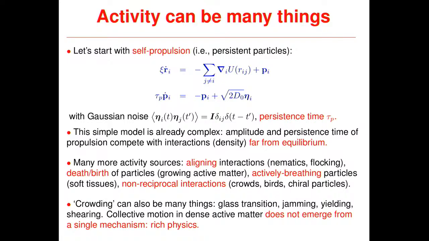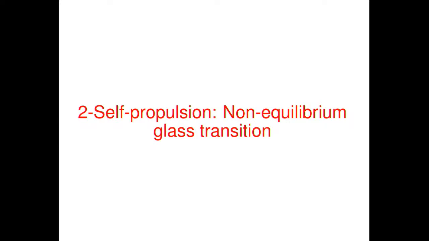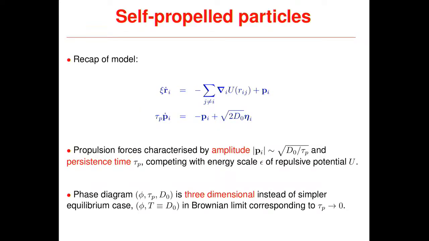So I would like to give you, I think, 3 chapters of this competition between crowding and activity. Let me start with the first one. The first one is the simplest case that I showed you before, the case where you have density and you have self-propulsion. And we heard about this in the talk of Saroj on Monday.